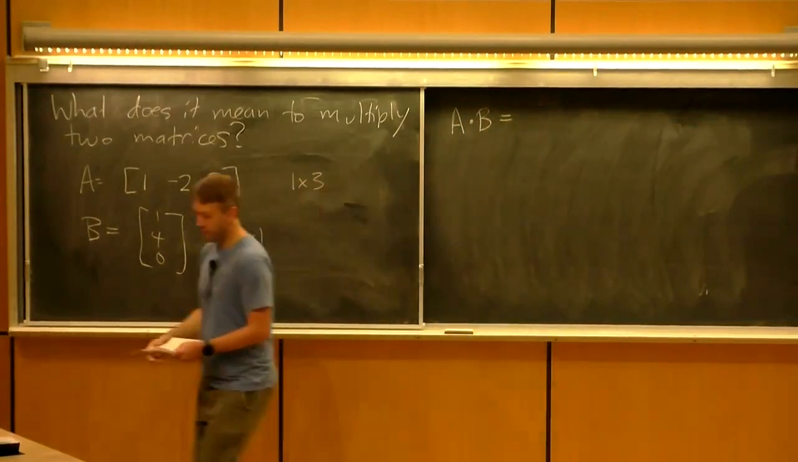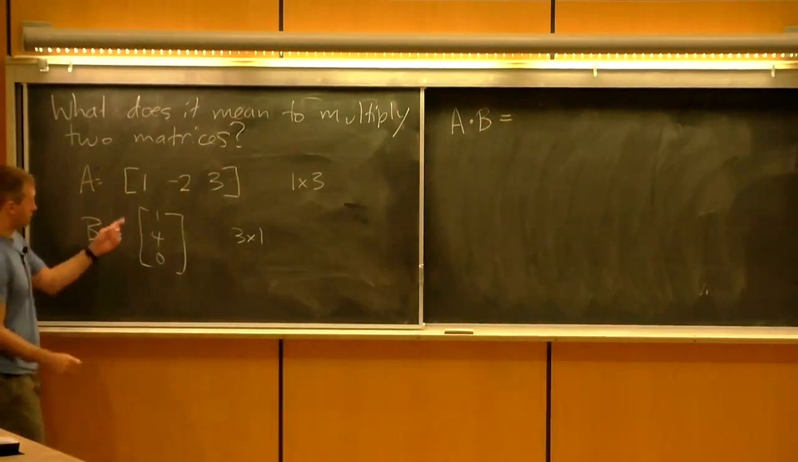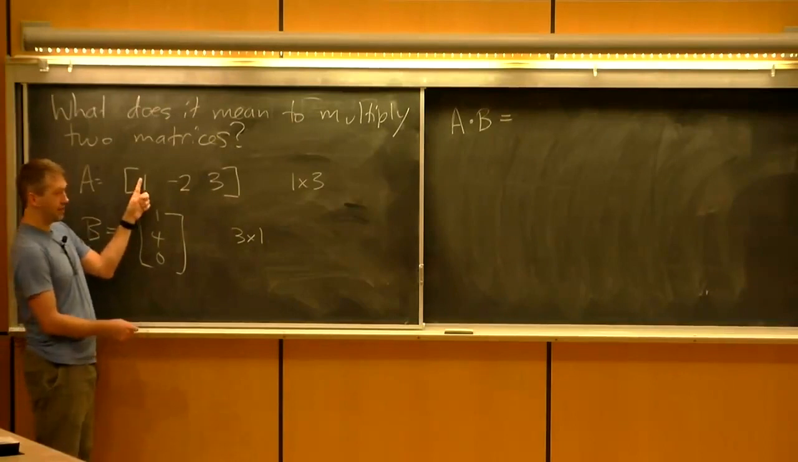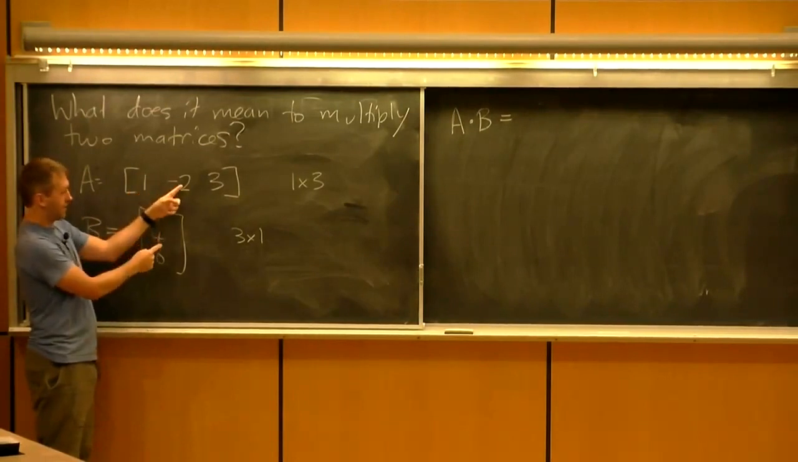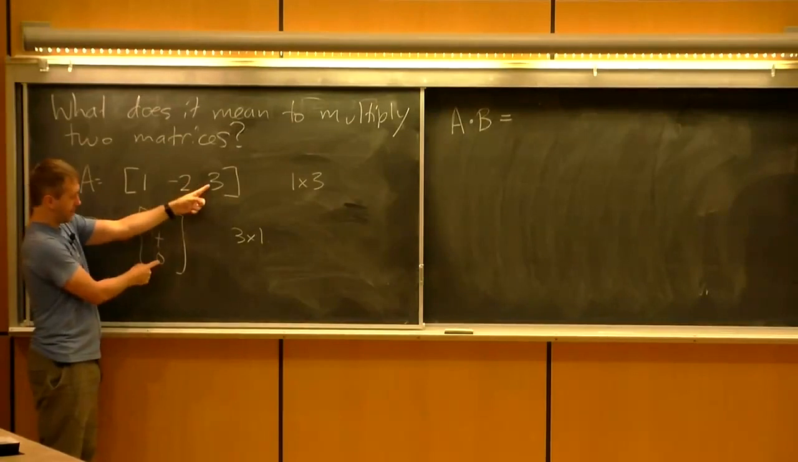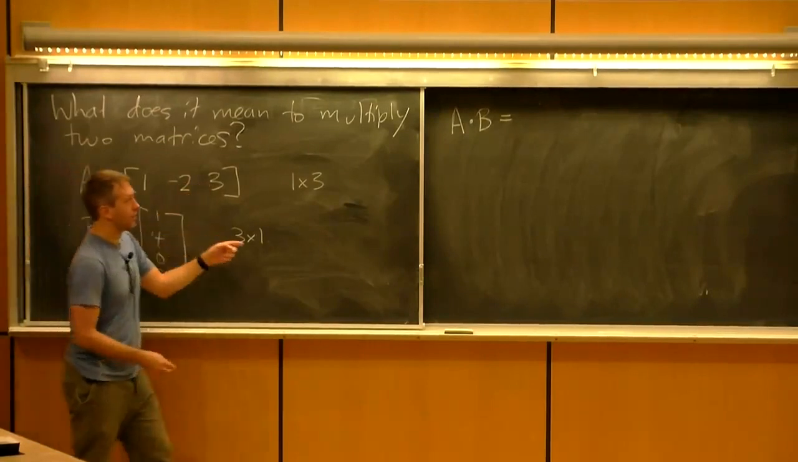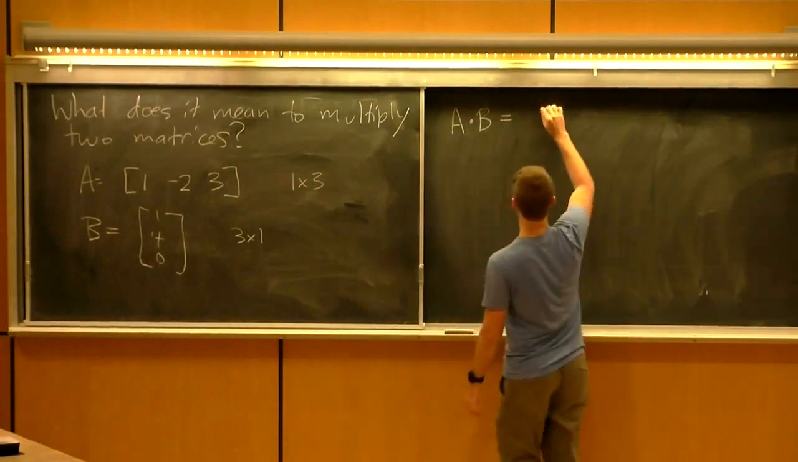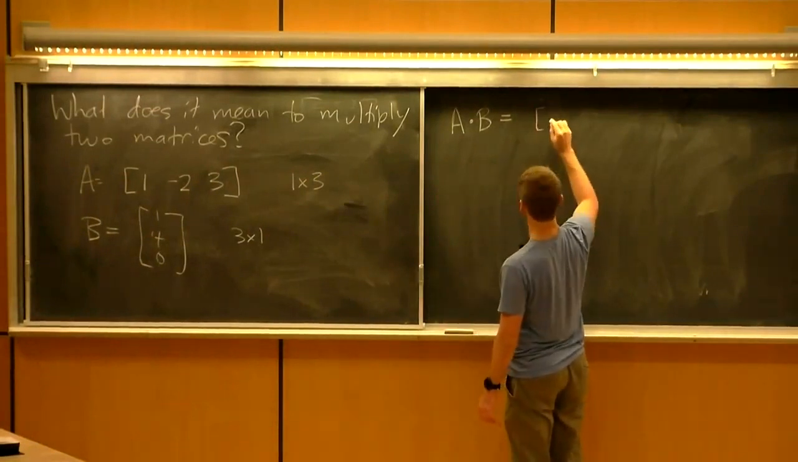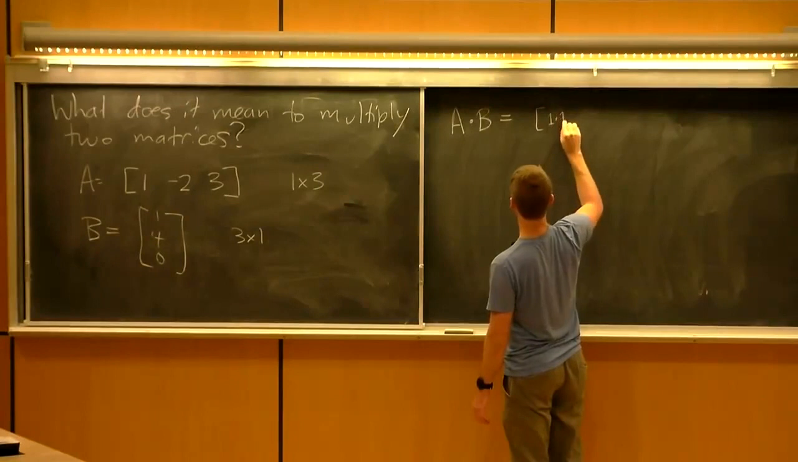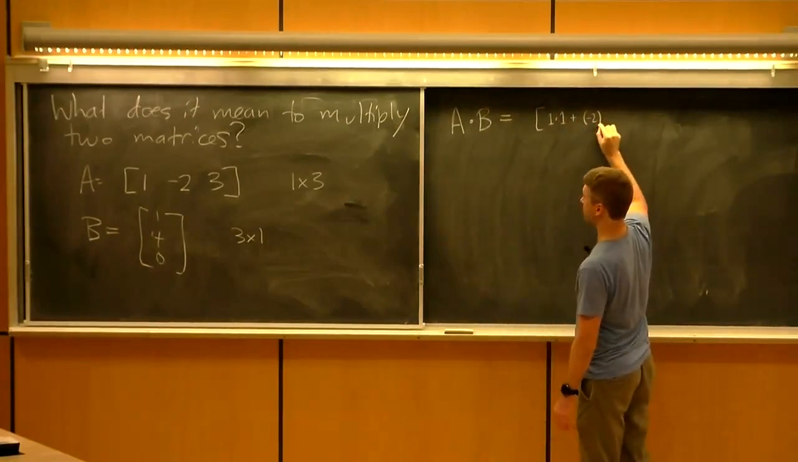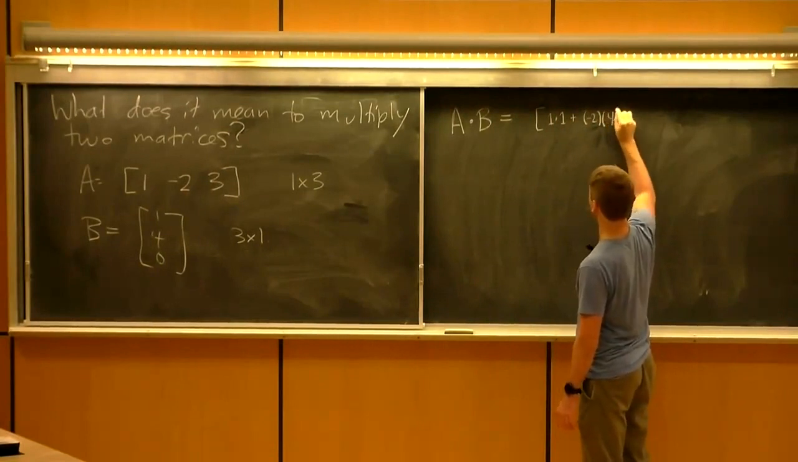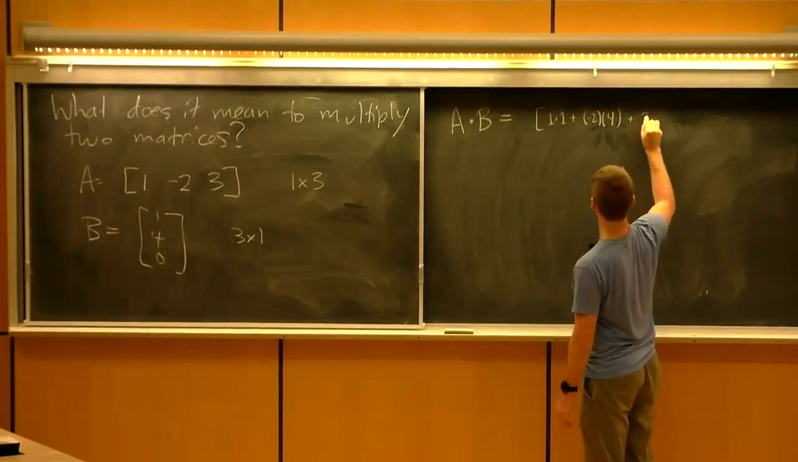So what you do is you go through the row, you take the first element, and then you go through this column, and I multiply these two elements, okay? And then I add this times this, and I add this times this to make one by one matrix. So I take 1 times 1 plus -2 times 4 plus 3 times 0.